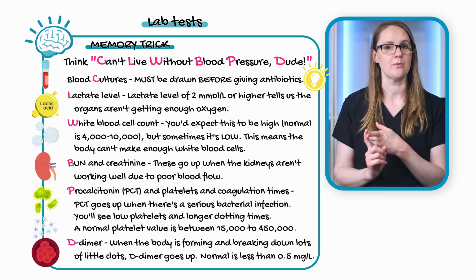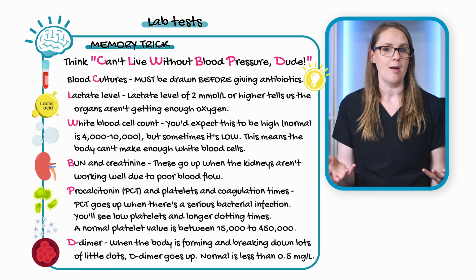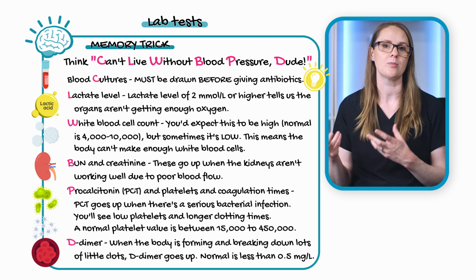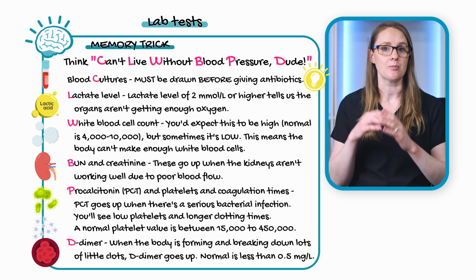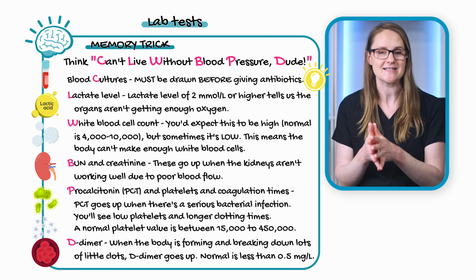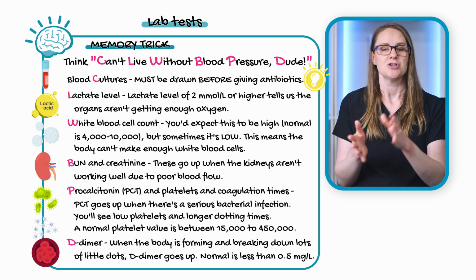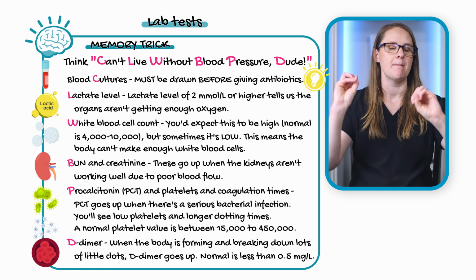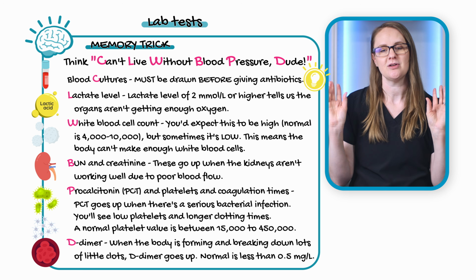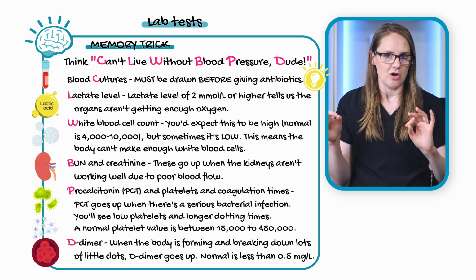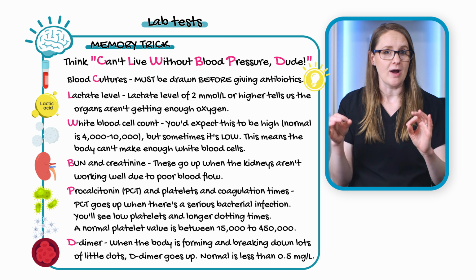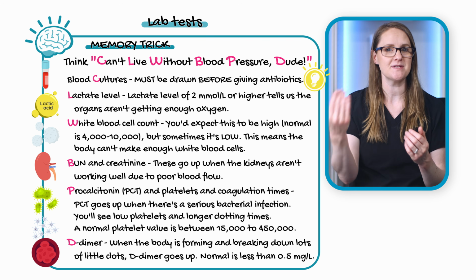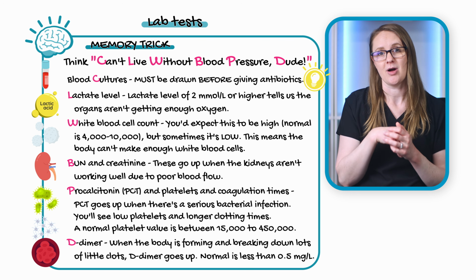And then we've got BUN and creatinine. These go up when the kidneys aren't working well because of that poor blood flow. And then P, this is for procalcitonin and platelets and coagulation times. So procalcitonin or PCT is like a smoke detector for bacterial infection. It goes up specifically when there's a serious bacterial infection happening, which helps us to know that we need to start antibiotics right away.